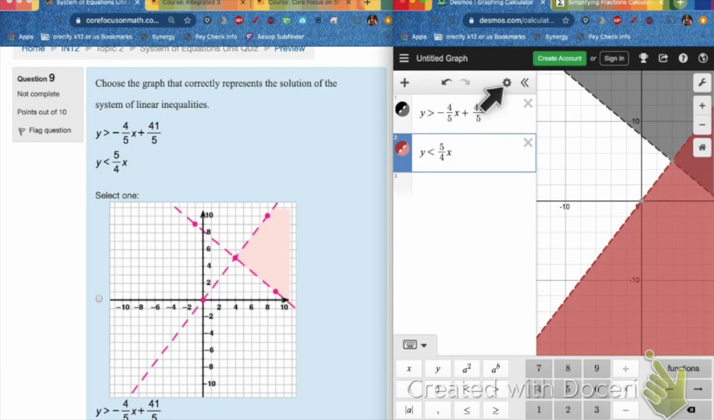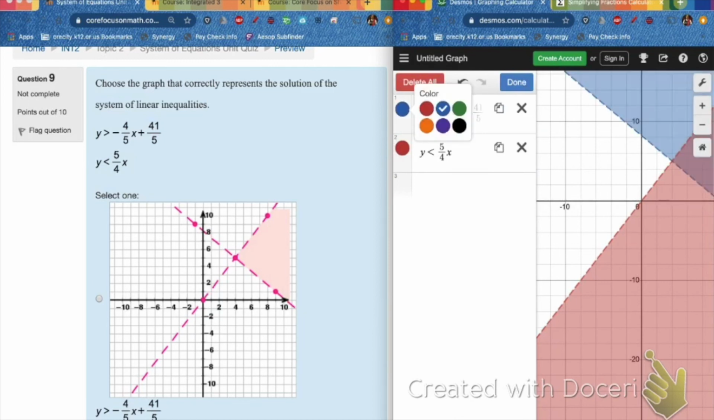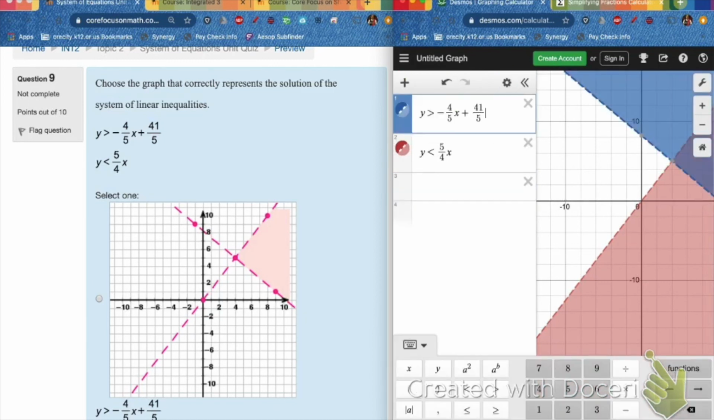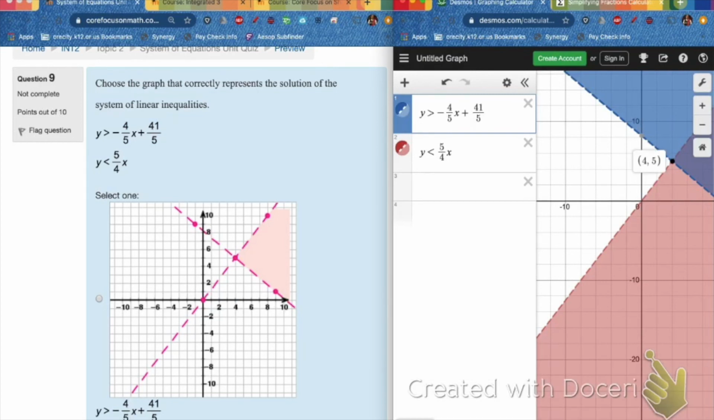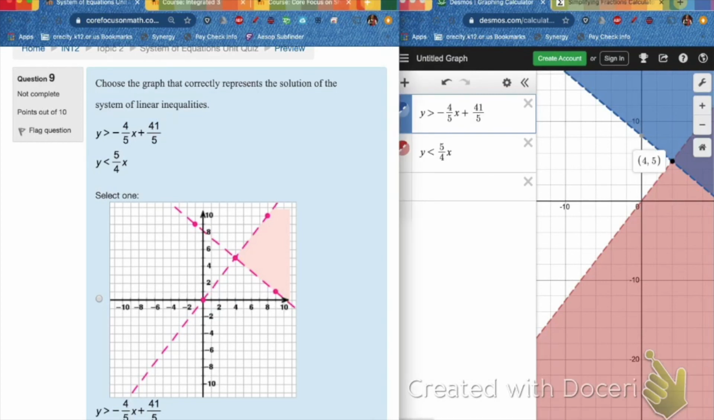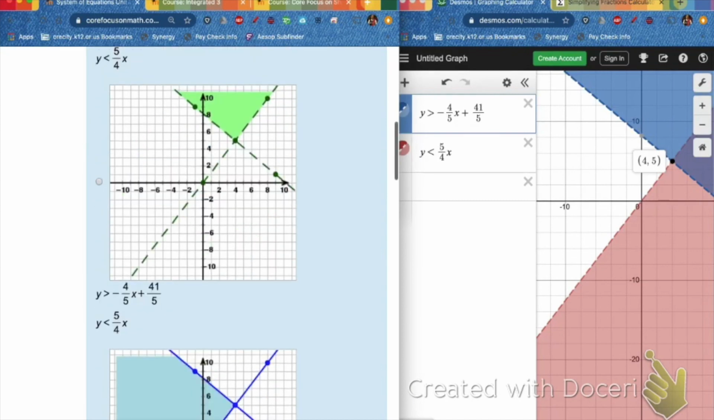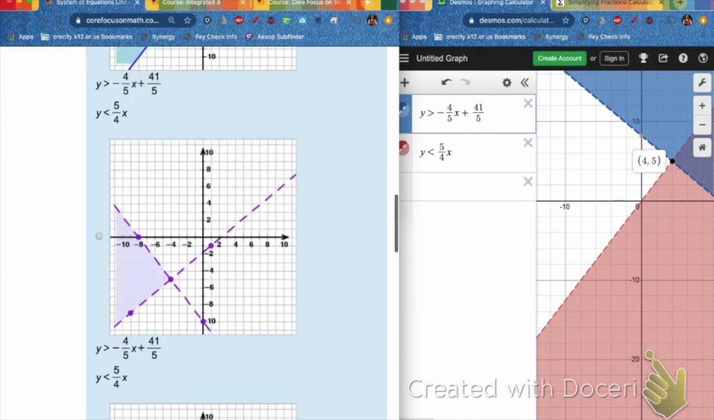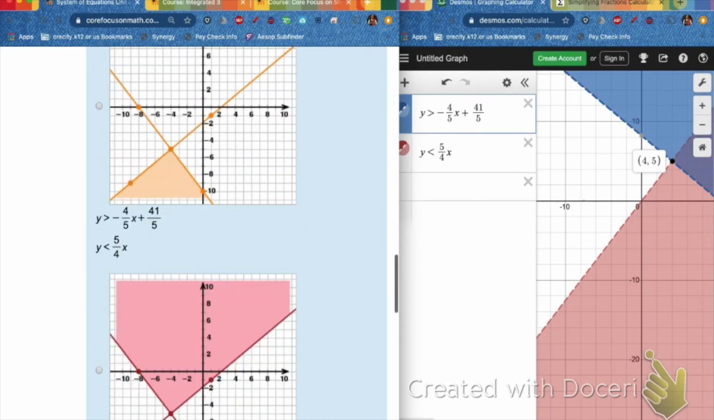So let's go to this gear button. Let's change this black to blue. Now I can click on the blue and see that my shading is on the right, 4, 5. It looks like the first one. Let's make sure top, not dotted, left, not dotted, not dotted. Yeah, we're right.